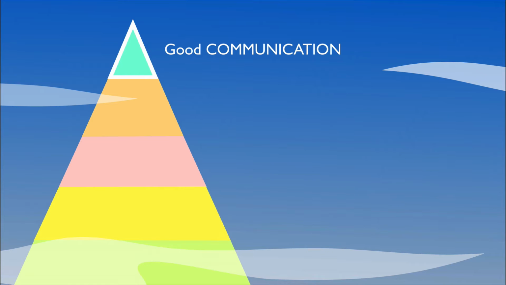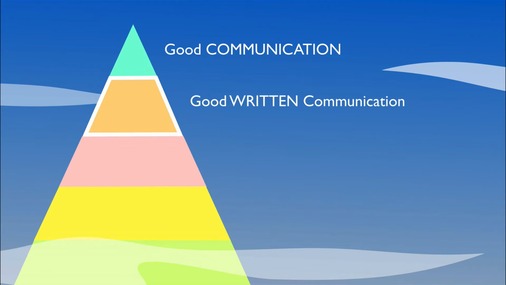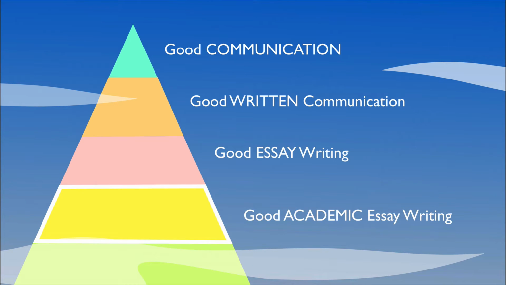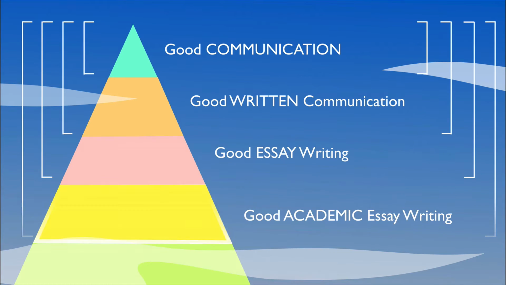Then there are principles of good written communication, which is one level down. And below that are principles for fiction and nonfiction writing, which may or may not take the form of an essay. And then there are principles of good essay writing. And finally, we have principles for good academic essay writing. Each level has principles that are specific to that level, but they also inherit the principles from each of the levels above them in the hierarchy.